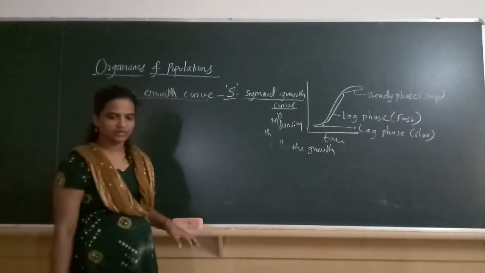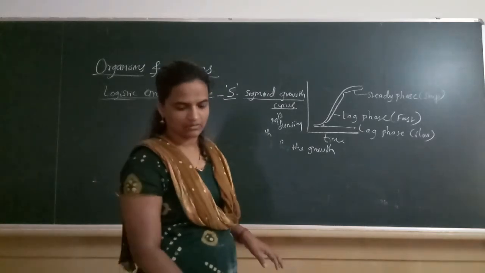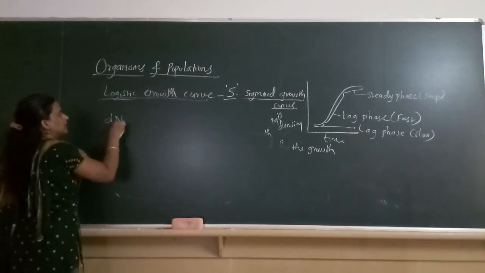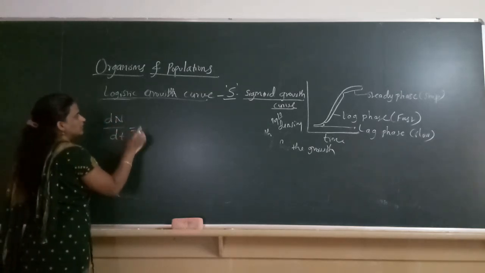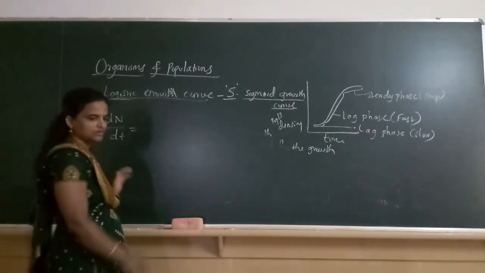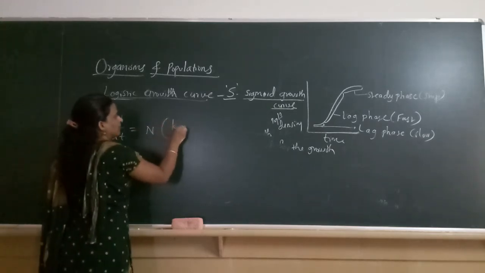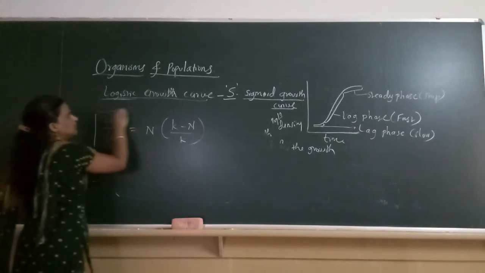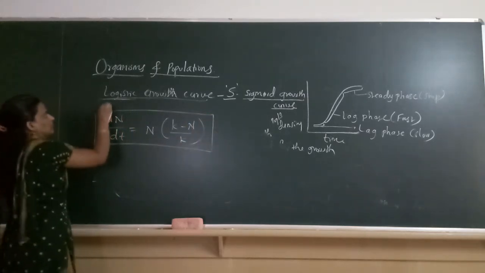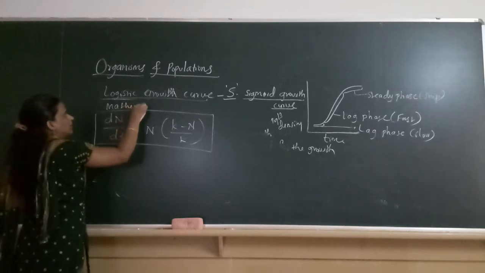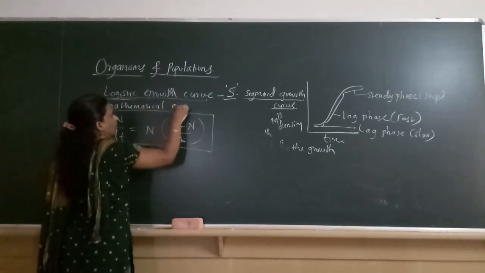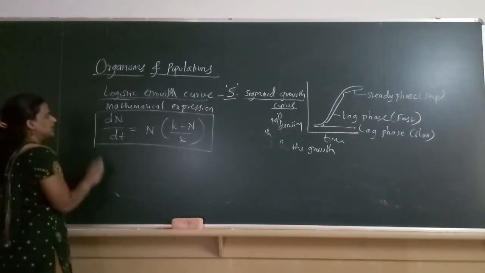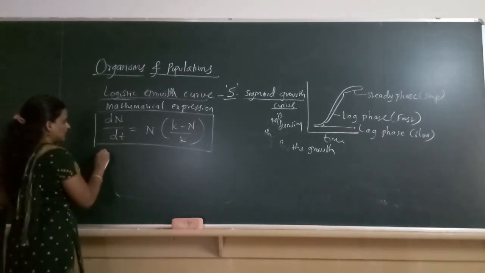Okay, and the logistic growth curve also has a formula. What is the formula of this? Here, dN divided by dt is equal to N (K minus N) divided by K. This is the mathematical expression of the logistic growth curve. dN divided by dt.